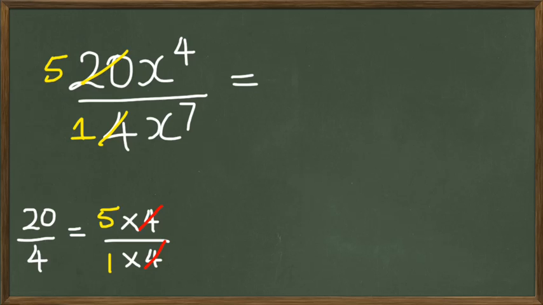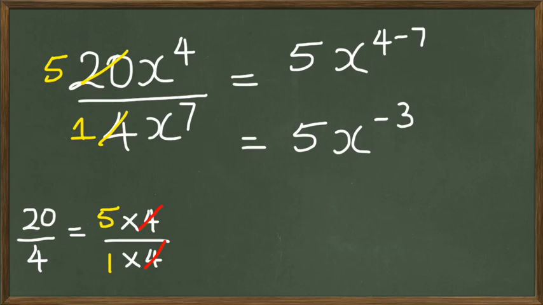So if we rewrite this, in the numerator we have 5, and then the x is 4 minus 7, which means we're going to end up with 5x to the power of negative 3, or 5 over x cubed. Notice it's only the x that actually moves to the denominator. The 5 still stays in the numerator.